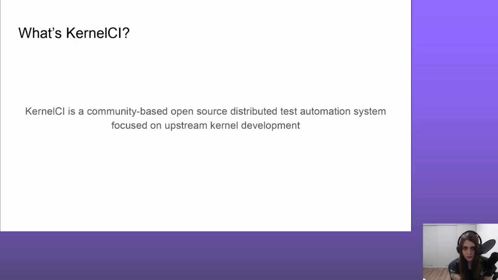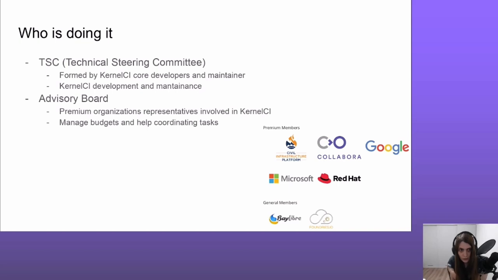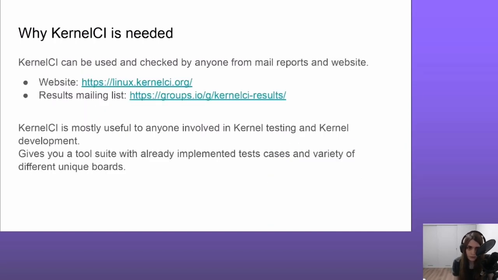So, KernelCI is a community-based, open-source, distributed test automation system focused on upstream kernel development. It is divided into the technical steering committee, of which I am a member, that is formed by KernelCI core developers and maintainers, and is focused on the technical part of KernelCI. And then there is an advisory board, that is formed by premium organization representatives that are involved in KernelCI. This is the part that is managing budget and helping coordinate tasks, particularly the financial part of KernelCI.